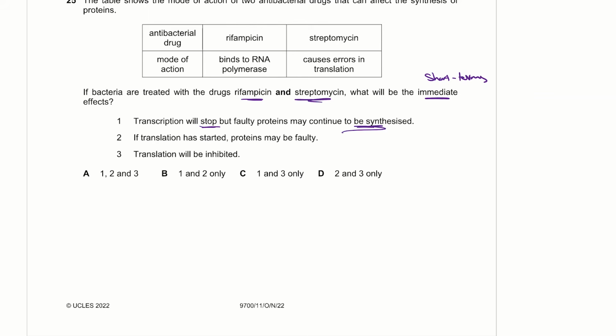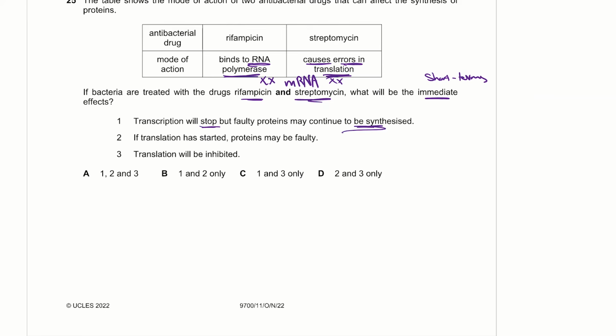So let's go back to the mode of action of these drugs. So rifampicin binds to RNA polymerase. Therefore, binding to RNA polymerase stops the formation of messenger RNA. Therefore, this stops translation of proteins. Now, streptomycin causes errors in translation. So transcription will stop, but faulty proteins may continue to be synthesized.